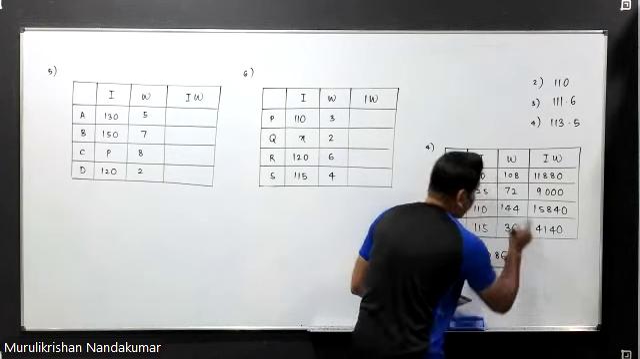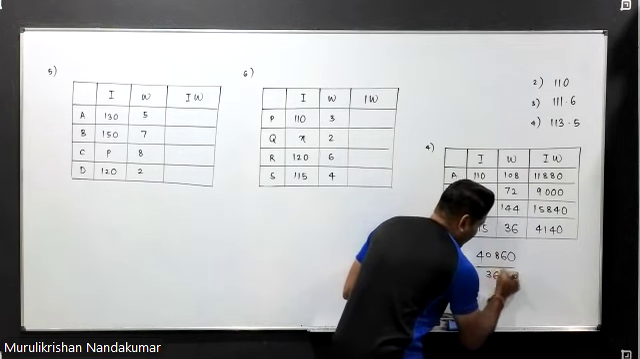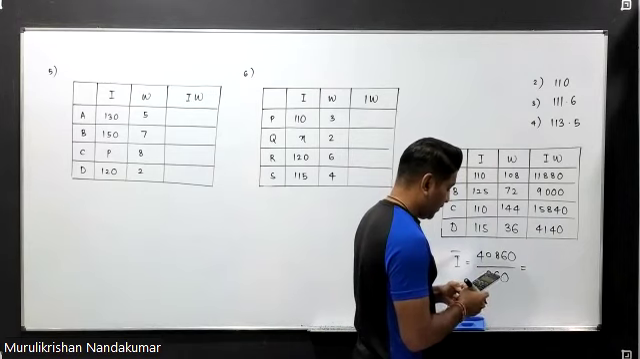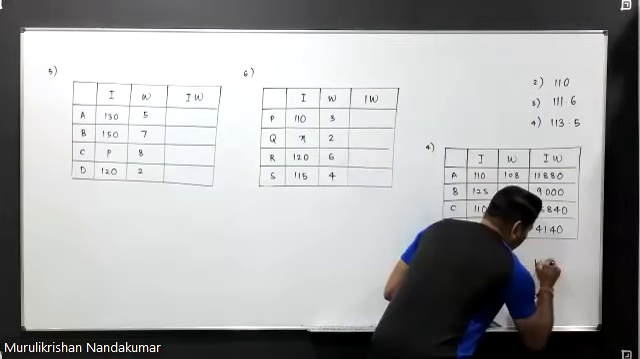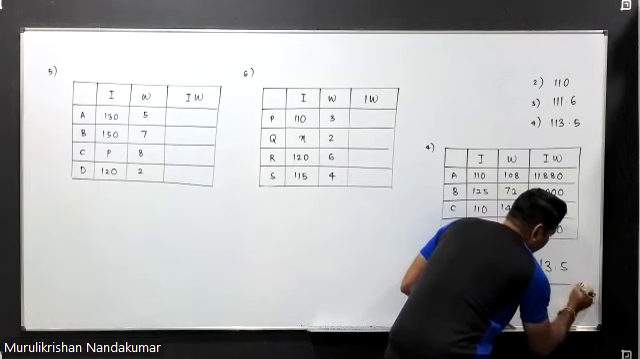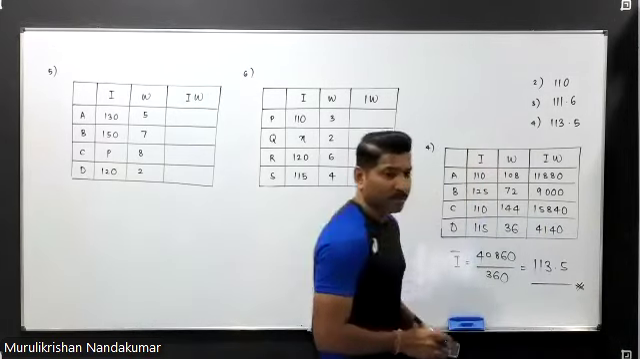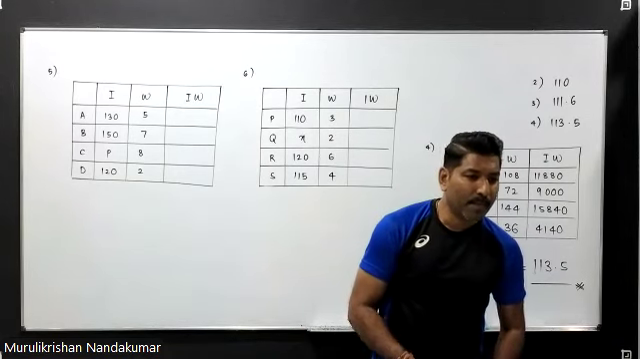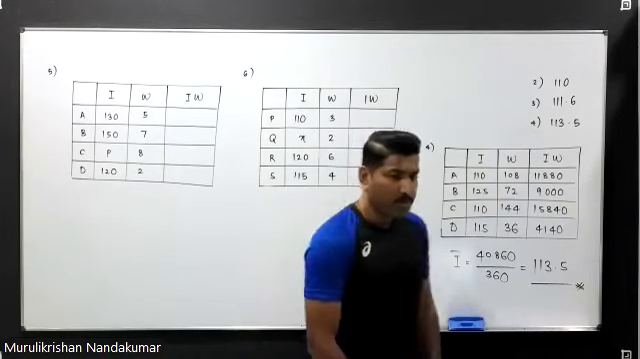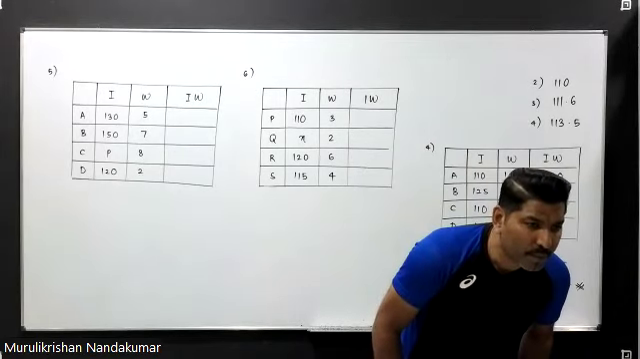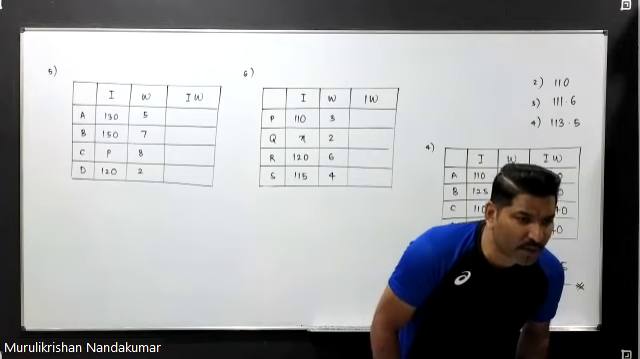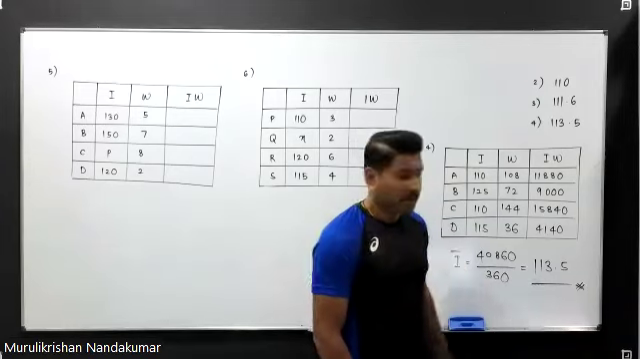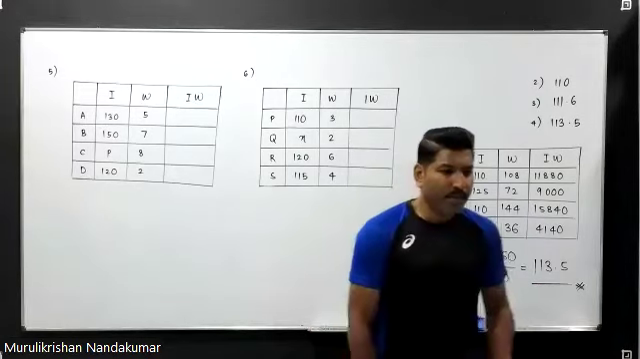40860 divided by the total of the weightage, which is 360. I need to know the total because for a pie chart the total is 360. Divide by 360. You get 113.5. Correct? Understand or not? So I got 113.5 for question 4. Correct? For question 4, 113.5, right? Can you understand?